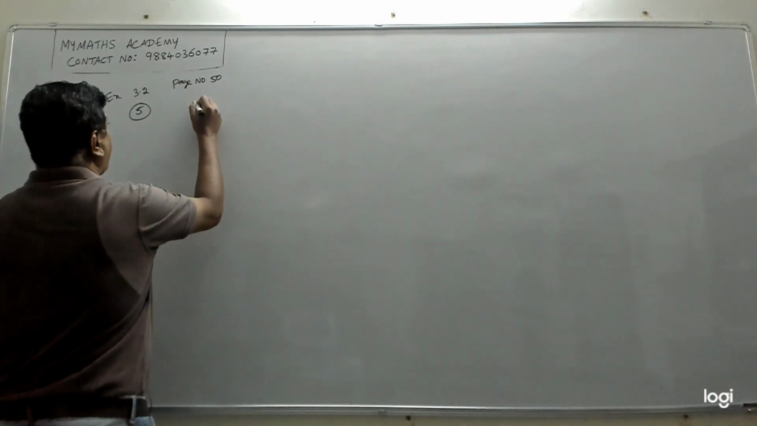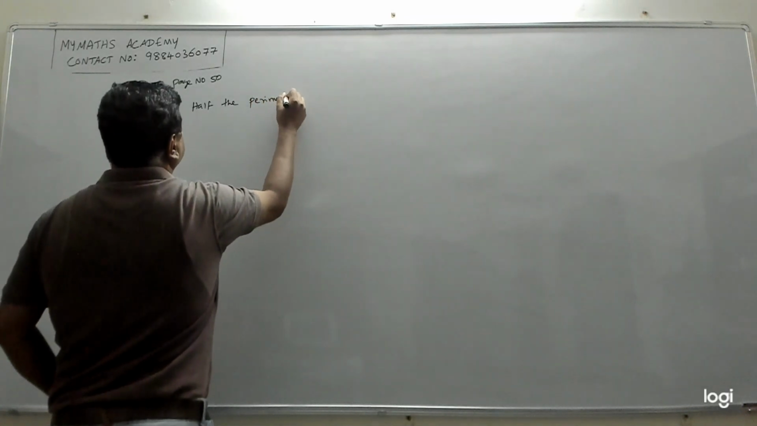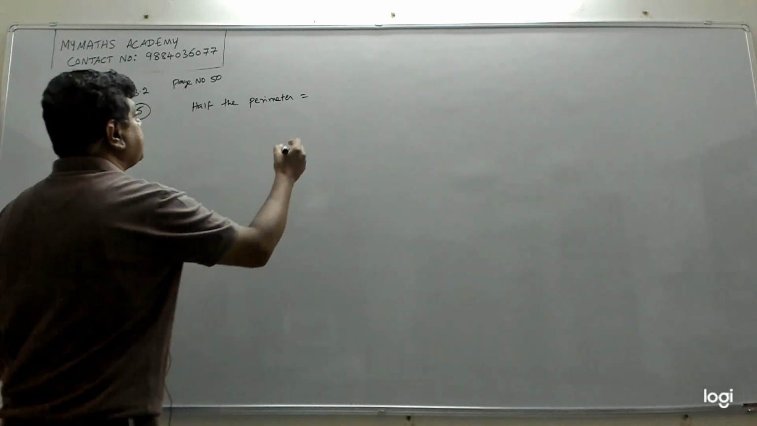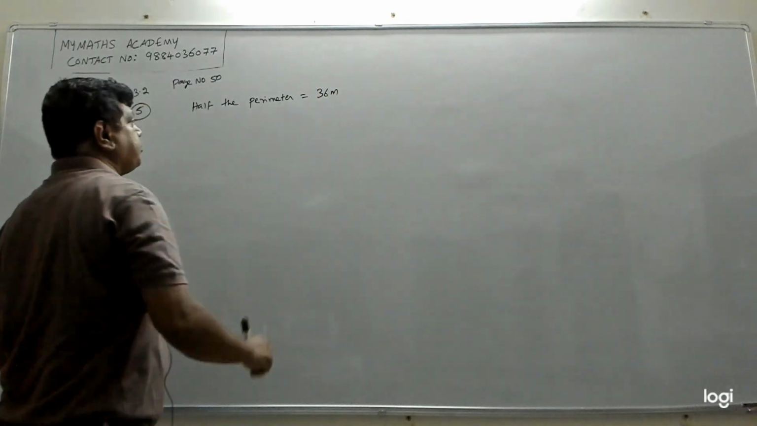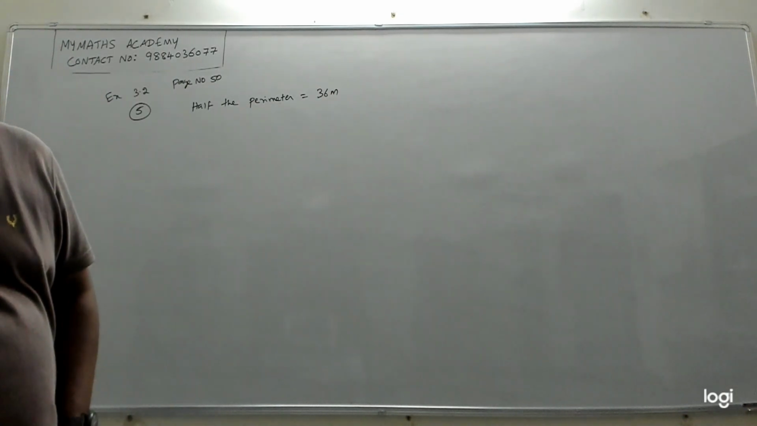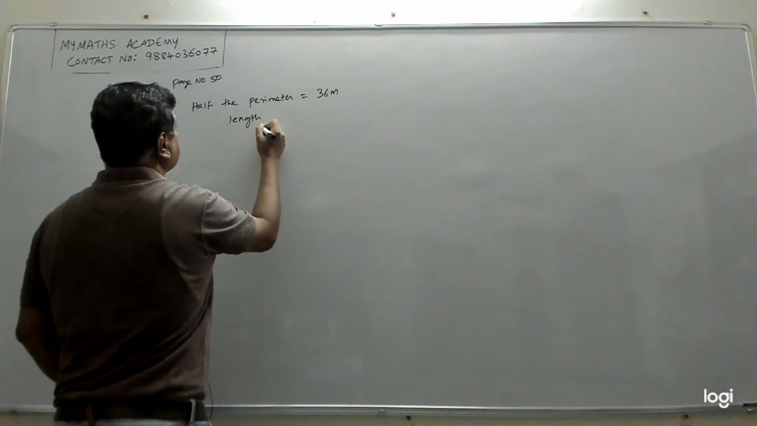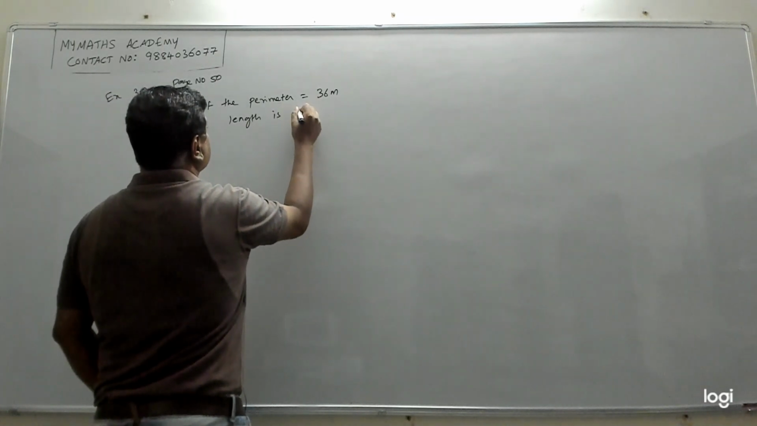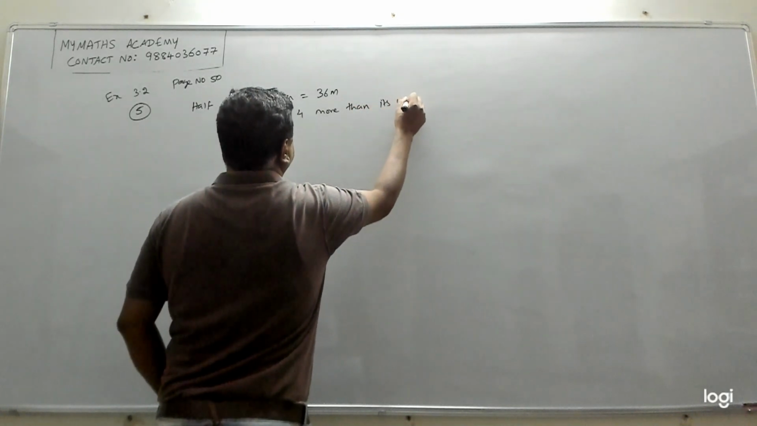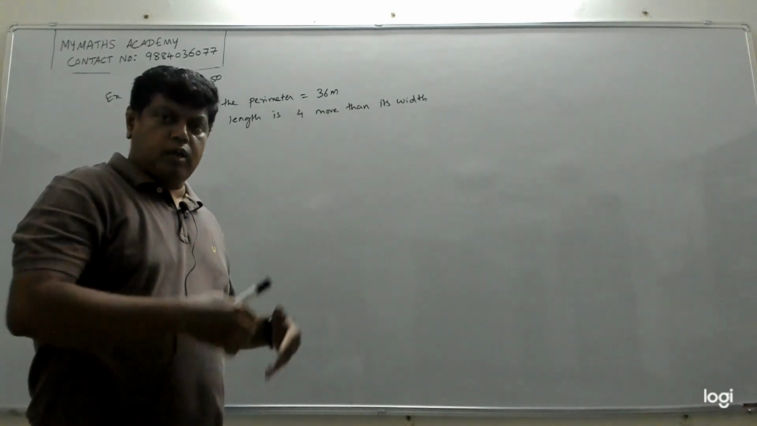One is half the perimeter. Half the perimeter is equal to 36 meters, they said. So this is given, right? The other information given is that the length is 4 more than its width. Length is 4 more than its width. So using these two pieces of information, we should form the equations.